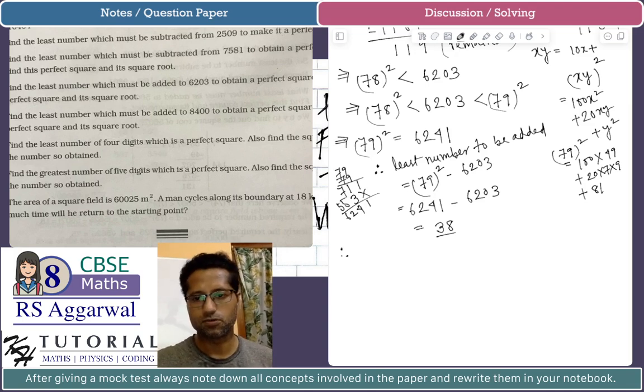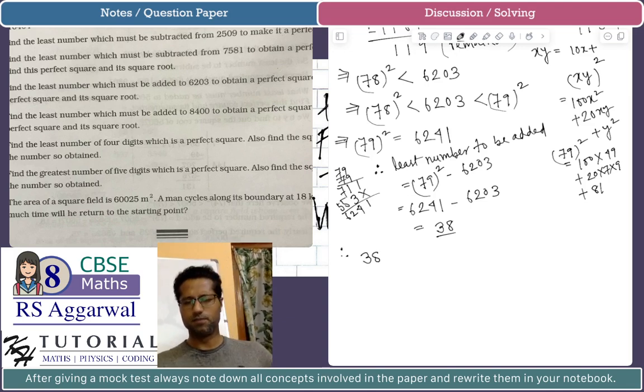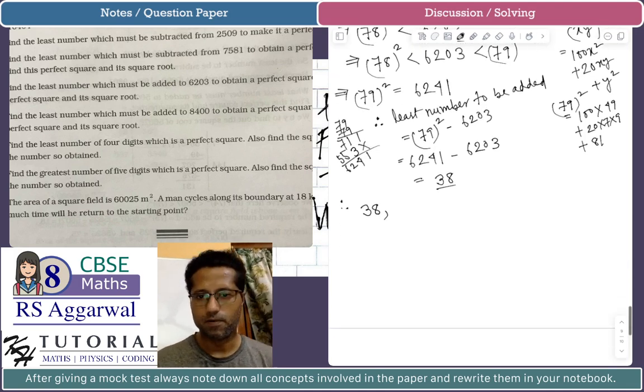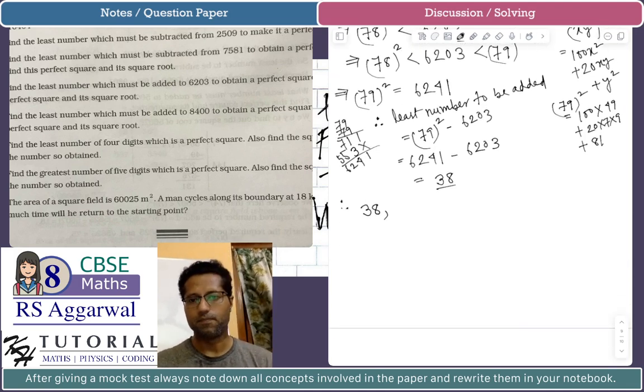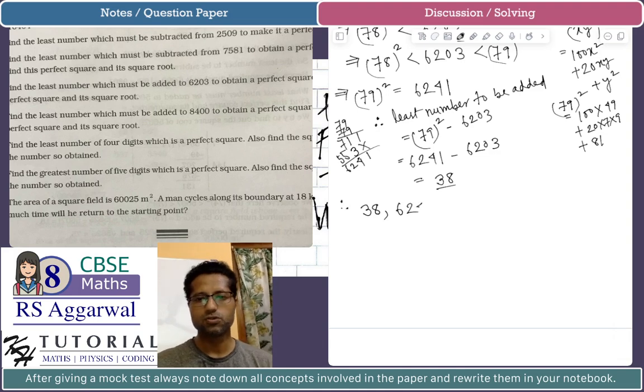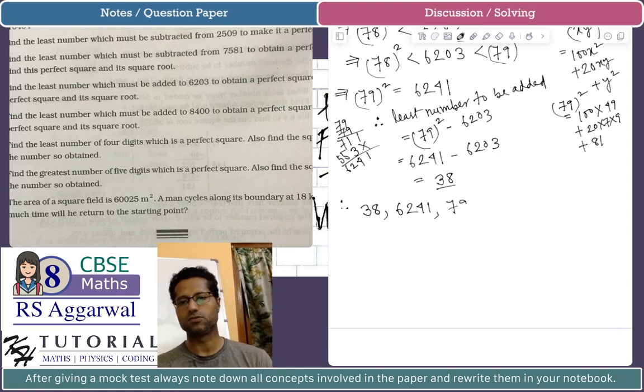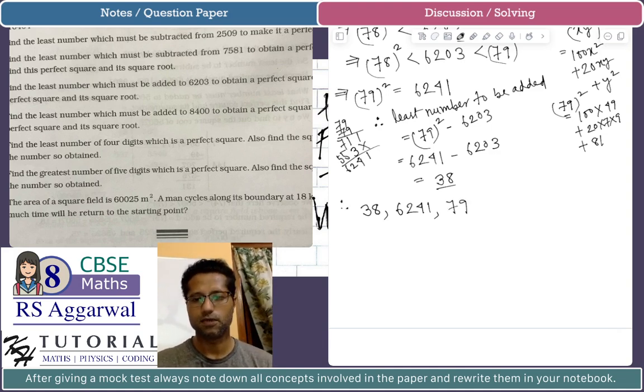There are three parts to the question. The first is, what is the least number that must be added to the given number, that is 38. After adding the least number, the perfect square that we get is 6241, and whose square root is 79. That is, the square root of 6241 is 79. So these are the three answers that have been asked in this question.